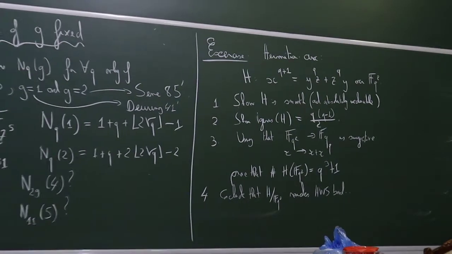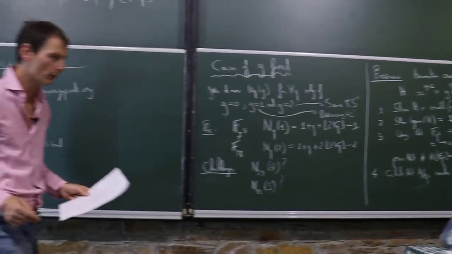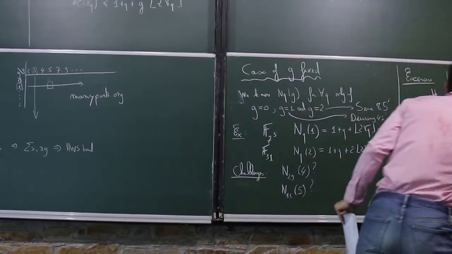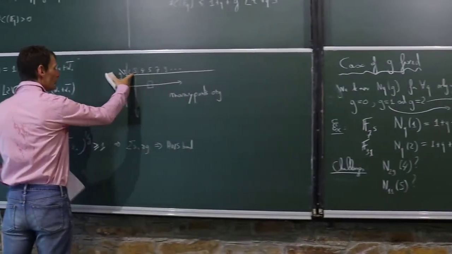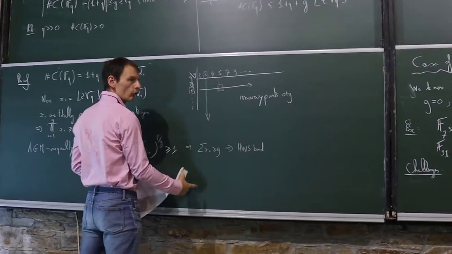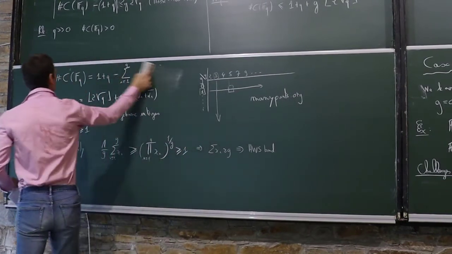So now I'm going to go in the other direction, meaning I will let q be fixed and g grow.